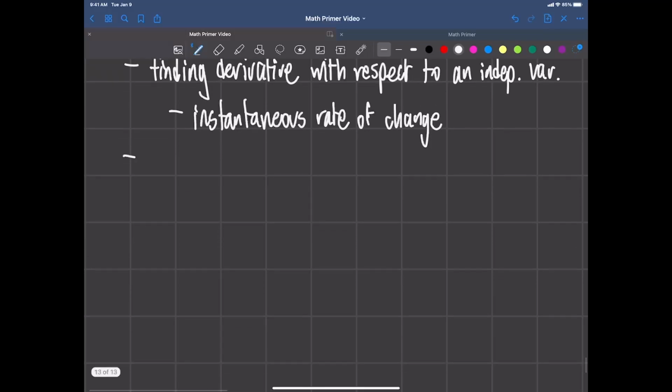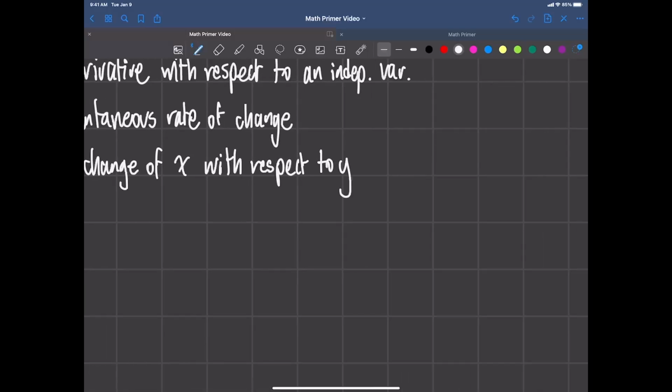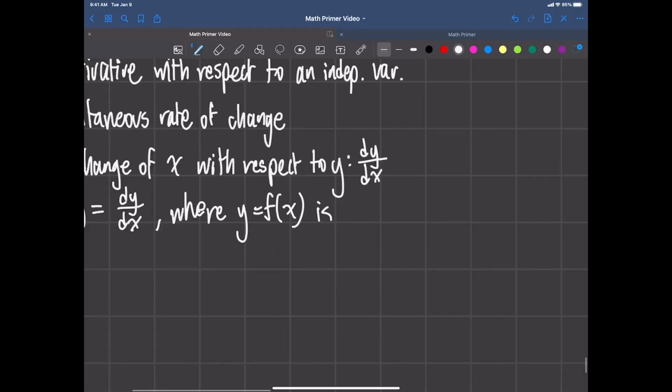If x is a variable and y is another variable, the rate of change of x with respect to y is given by dy over dx. This is the general expression of the derivative of a function and is represented as f prime of x equals dy over dx, where y equals f of x is any function.